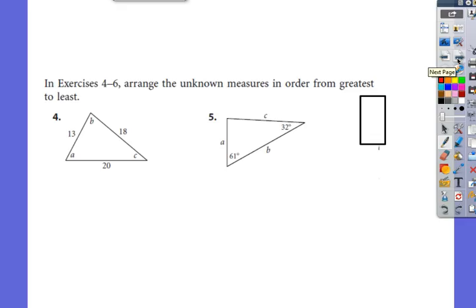And now, so we show an example. Arrange the unknown measures in order from greatest to least. Do not write any of this down, just please listen. Don't fast forward me. Don't you dare even think about fast forwarding me.